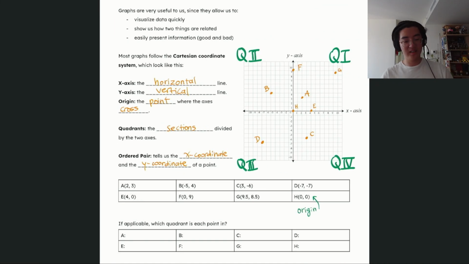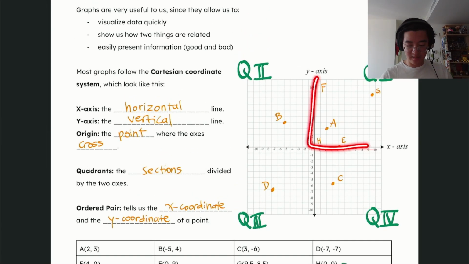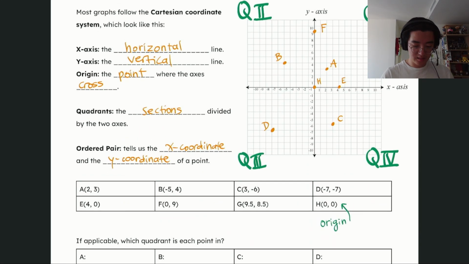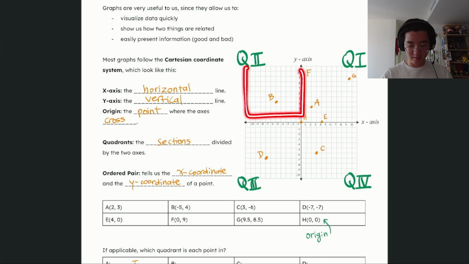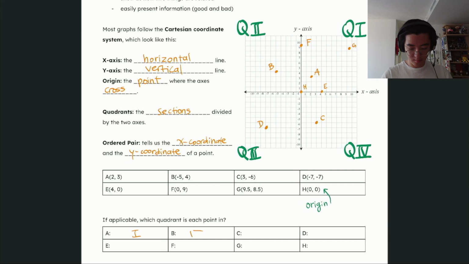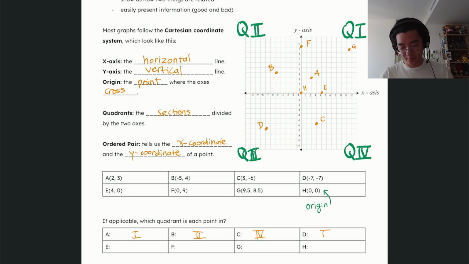Okay, which quadrants are those at? Looking at point A, point A is definitely in this little quadrant here, because that's right here. So quadrant 1. B, it's in this quadrant here, 2. C, quadrant 4. And D, in quadrant 3. I guess not lastly, because we still have a few more points to go.